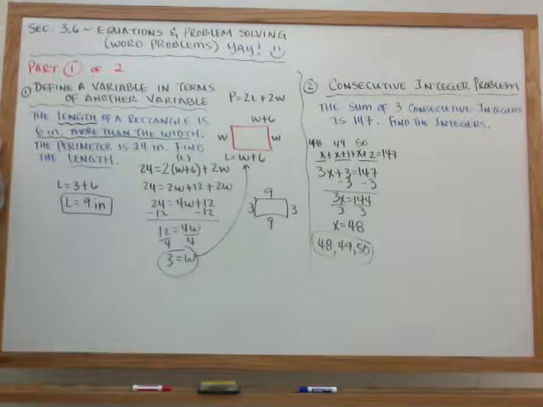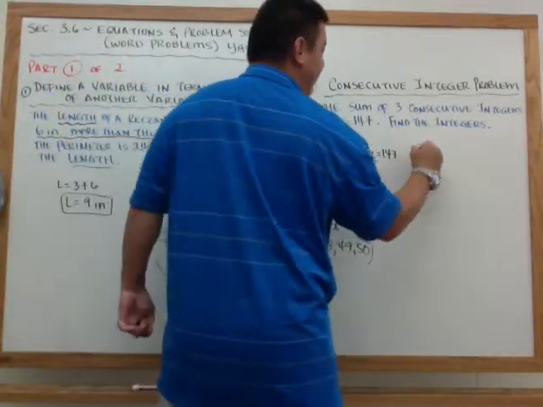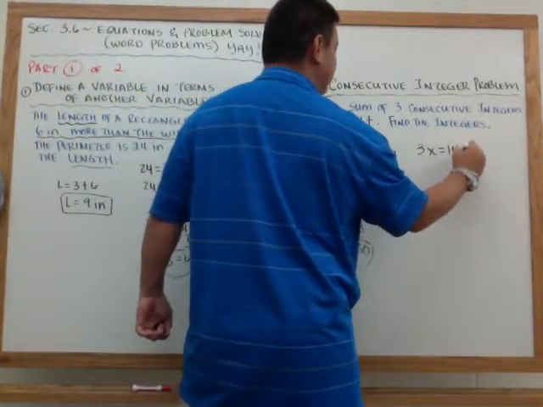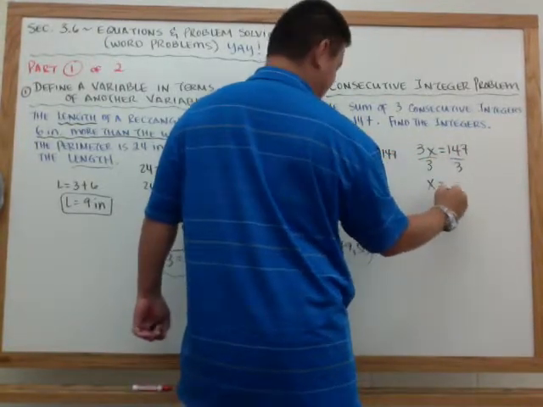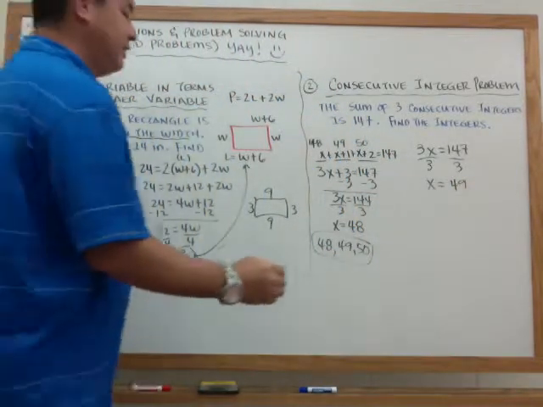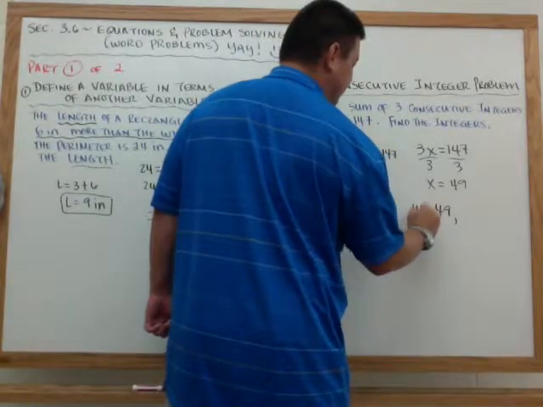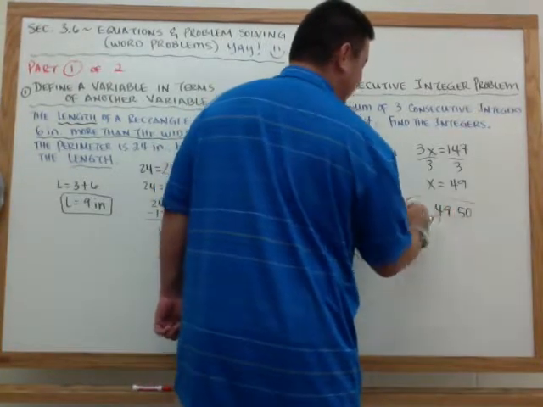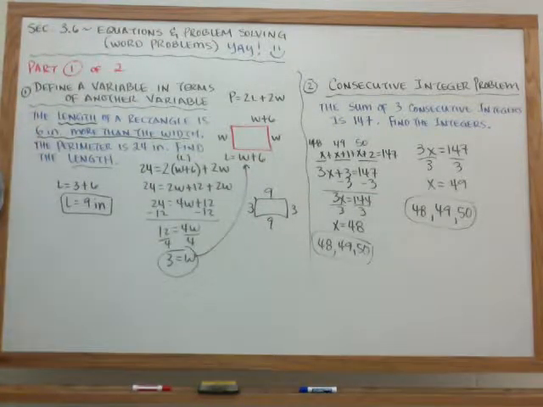Here's my shortcut. If I have 3 consecutive numbers and the sum is 147, I just find the average: divide both sides by 3, and you get x is equal to 49. The average of the 3 numbers is 49, which means that's the middle number. If I'm looking for 3 of them, I can go up by 1 and down by 1, and there's your 3 consecutive numbers. You just found the middle number.